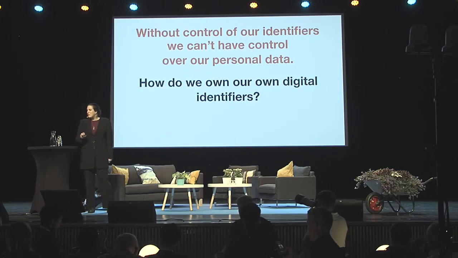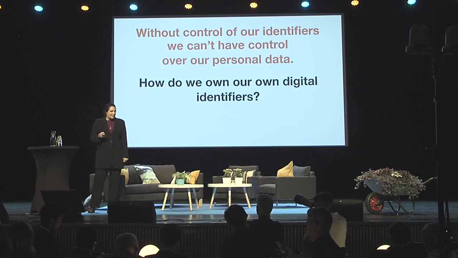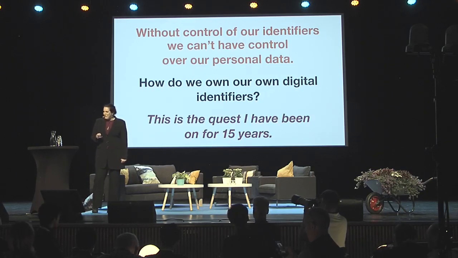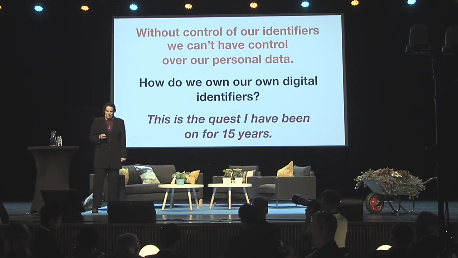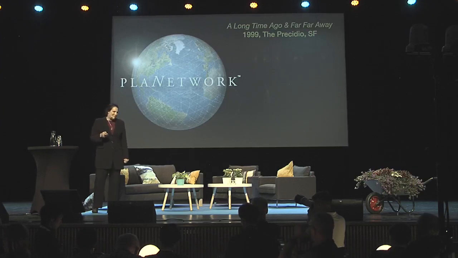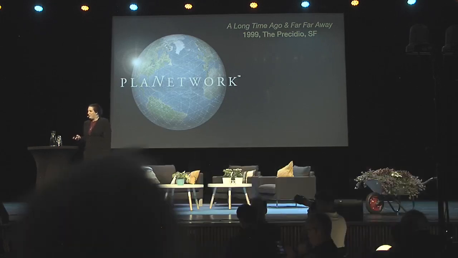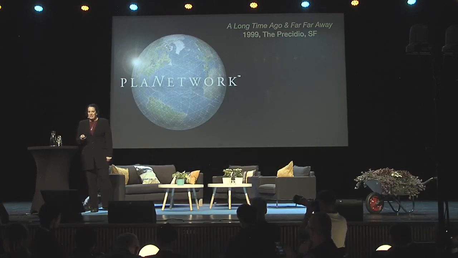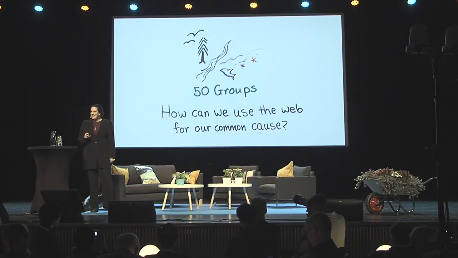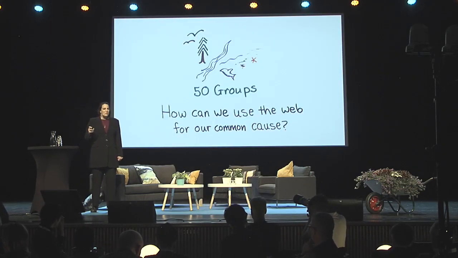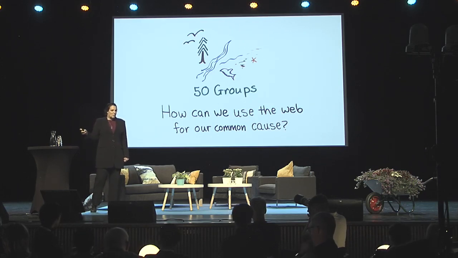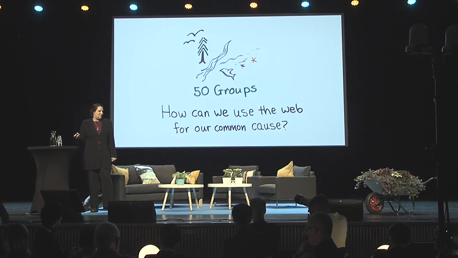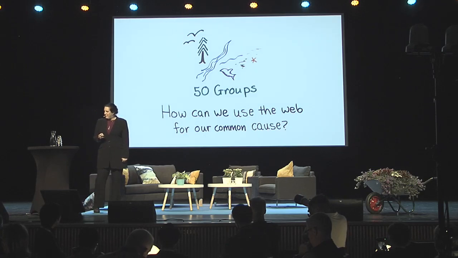So how do we get ownership of our digital identifiers? This is a quest that I've been on for 15 years, and I'd like to share with you how I got here and how I began. So a long time ago, in a galaxy far, far away, it was actually 1999 in the San Francisco Presidio, a group called Planet Work convened 50 environmental groups and asked, how can we use this new emerging thing, the internet, to support all of our members acting together to save the environment? And after a day-long meeting, they came up with two answers.